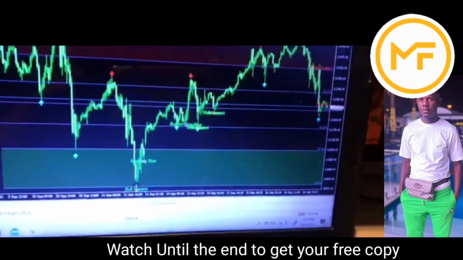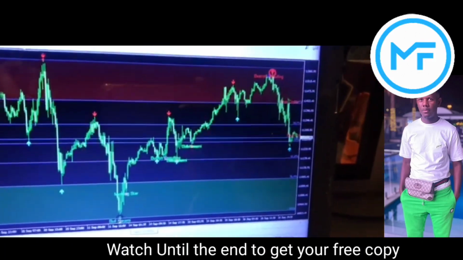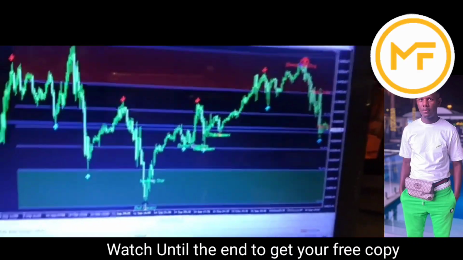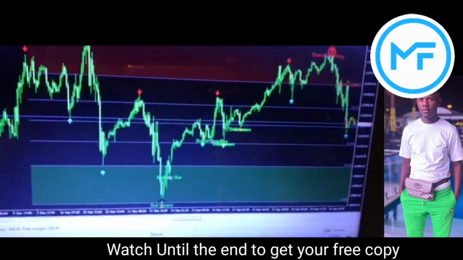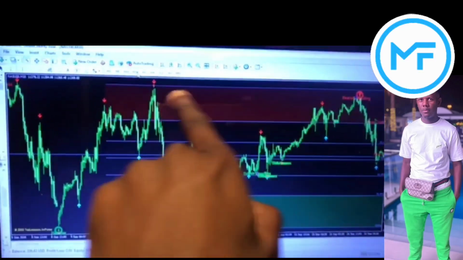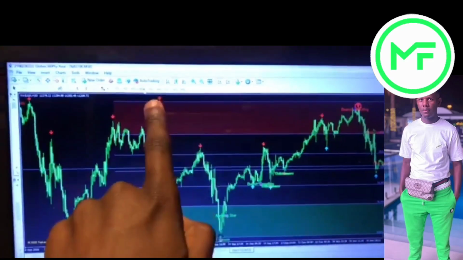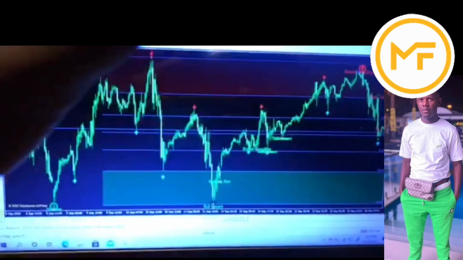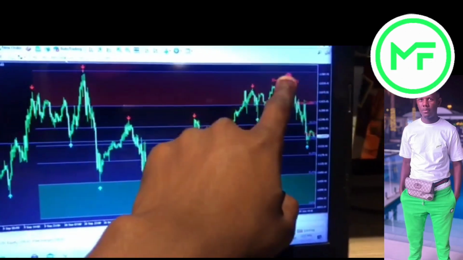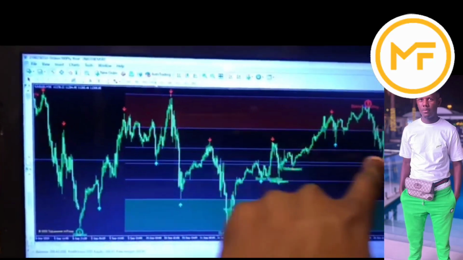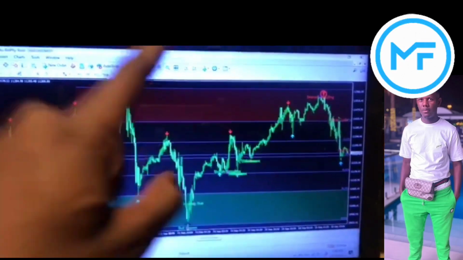On M30, that's where you'll be taking your entries, depending on the direction that you've got on H4. Meaning if H4 is a sell, on M30 you'll only be taking trading circles on your zones. Black circle, you don't trade. Market is disabled, meaning the market doesn't have any direction. Red and green, the market has been disabled for quite a long time on M30.